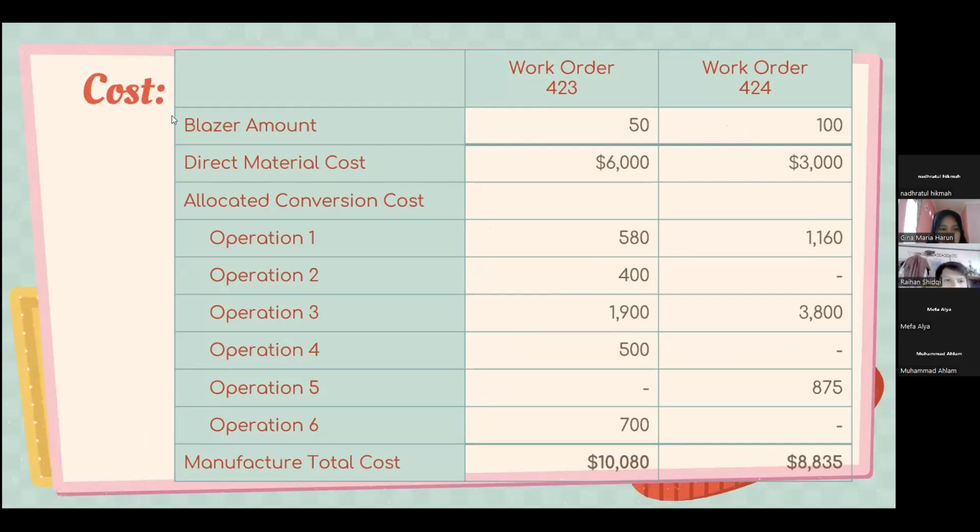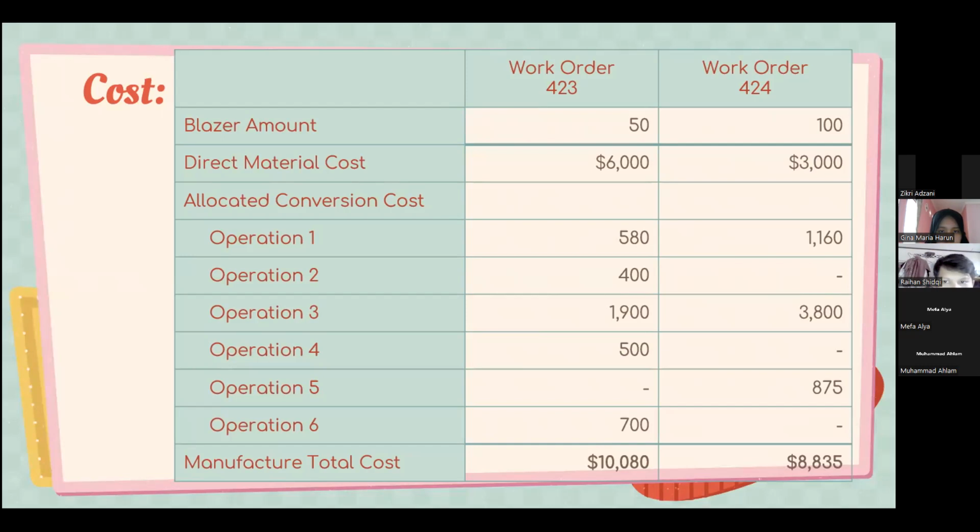Okay, thank you, Raihan. So this is the slide I will present. We can see this is the cost example, where we have work order 423 and work order 424. For the first row, we have the blazer amount: the first work order is 50 and the second work order is 100. For the cost, we have the direct material cost for both orders, and the operations that they flow through for work orders 423 and 424.